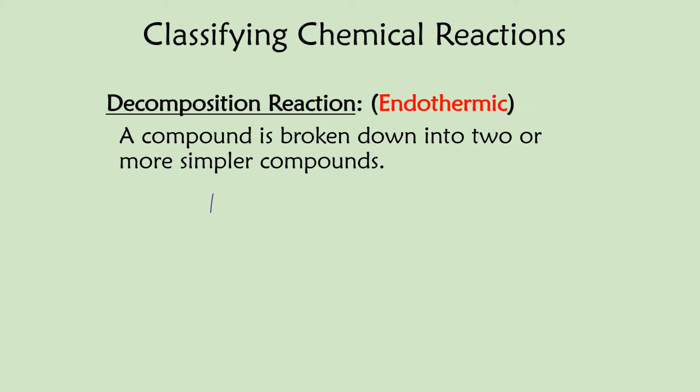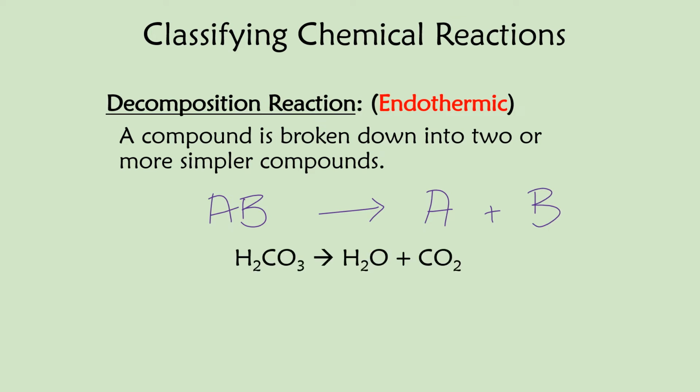So for example, let's say we are starting with compound AB, and then that would be broken down into element or compound A and B. So a common example is, we just looked at the carbonic acid. Carbonic acid can be broken down back into water and carbon dioxide, and that would be a decomposition reaction.